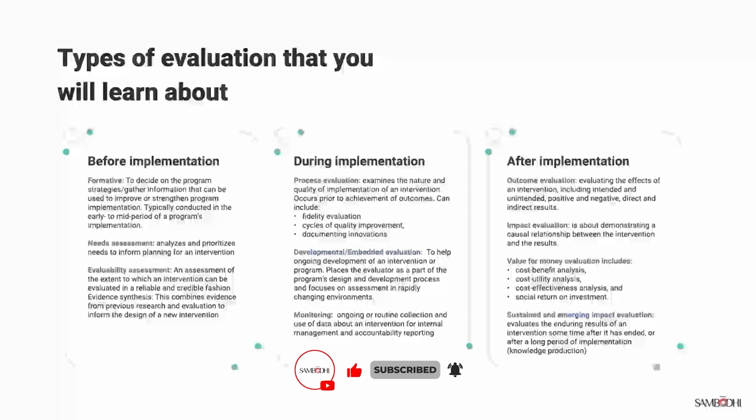During implementation, there are 2 types of evaluation: process and developmental evaluation. Process evaluation examines the nature and quality of implementation of an intervention. It takes place prior to achievement of outcomes and can include fidelity evaluation, cycles of quality improvement, and documenting innovations. Developmental evaluation, also known as embedded evaluation, helps figure out how an intervention or program is improving. During implementation, monitoring helps collect and use data about an intervention on a regular basis for internal management and accountability reporting.